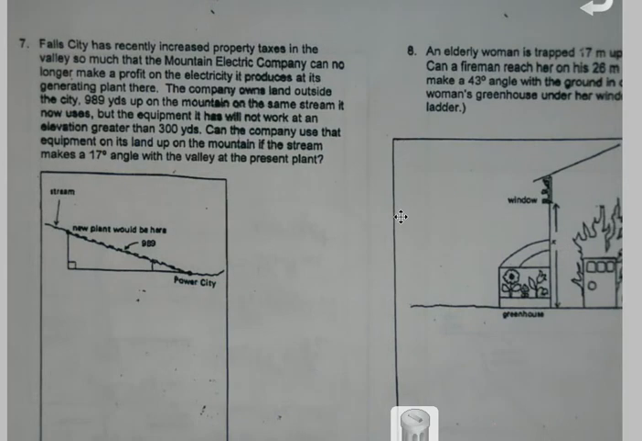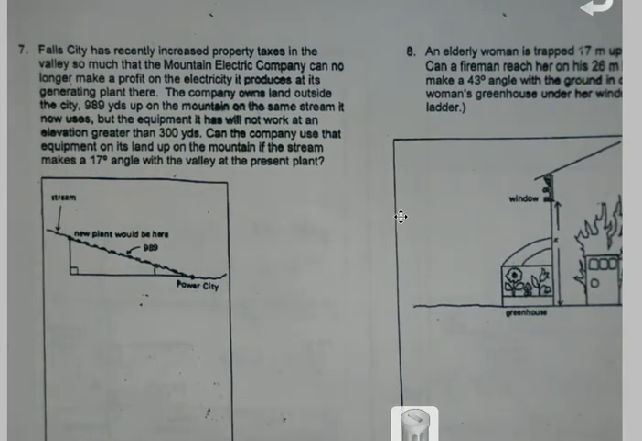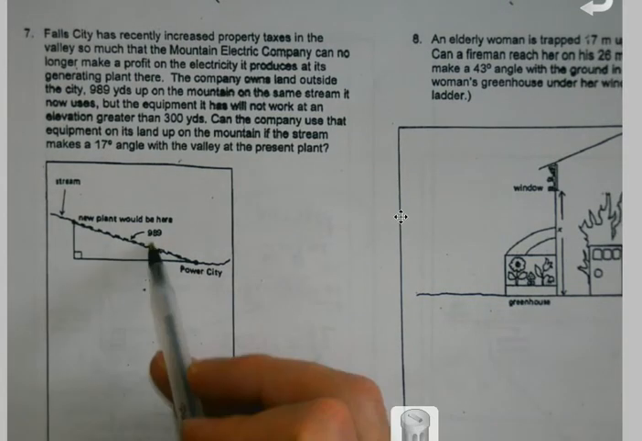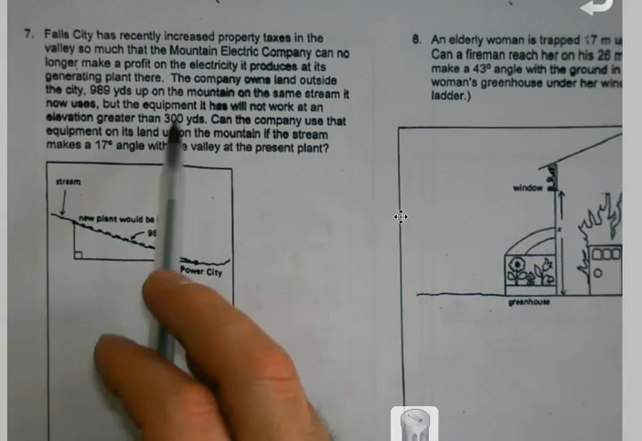All right, 7. Falls City has recently increased property taxes in the valley so much that the Mountain Electric Company can no longer make a profit on the electricity it produces at its generating plant there. Things happen like that locally too. The company owns land outside the city, 989 yards up, it's already marked for me, on the mountain on the same stream it now uses. But the equipment it has will not work at an elevation greater than 300 yards. Okay, we'll keep that in mind.